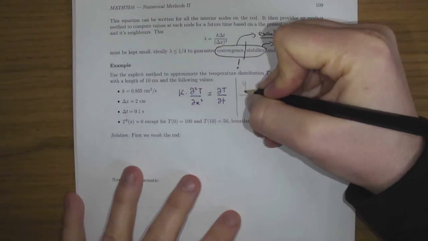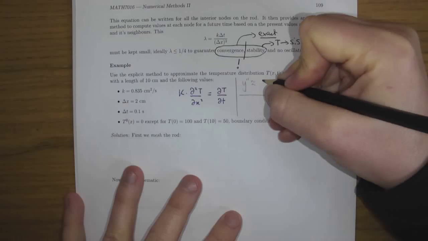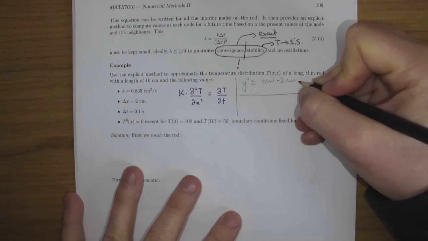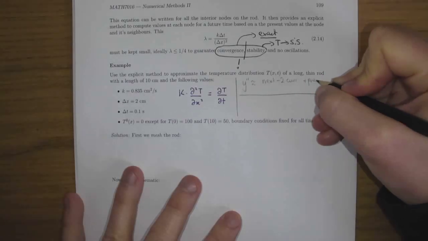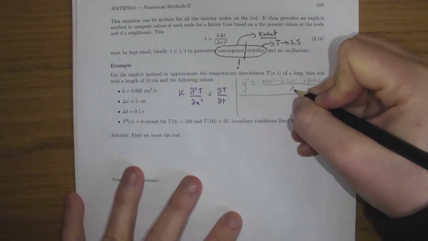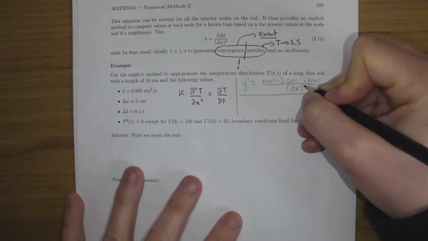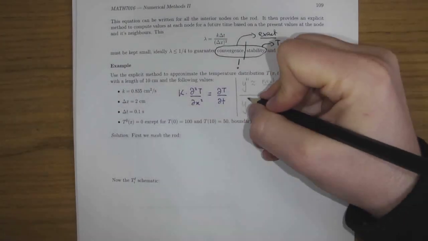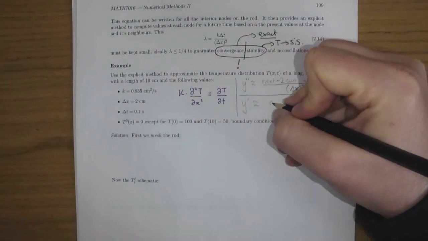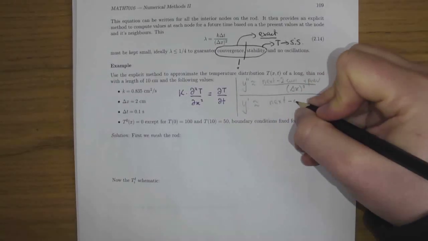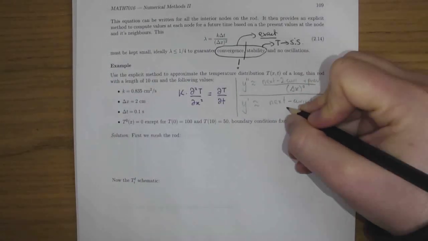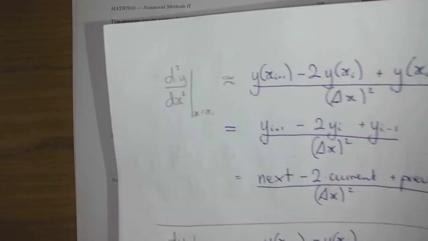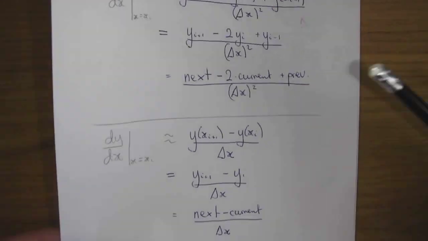So we're going to use that the second derivative is approximately the next value minus twice the current value plus the previous, divided by delta x squared. Delta x is the change in the variable. That's the second derivative finite difference approximation, and then the first derivative is next minus current, kind of like rise over run, divided by delta x. We're going to be using these. So these formulas will be given to you in this form and this form.